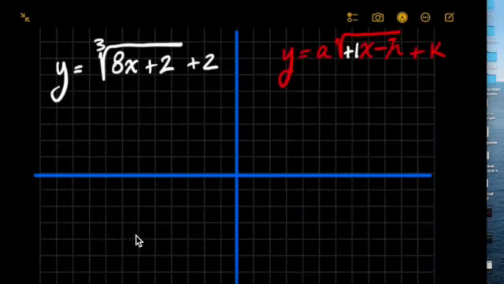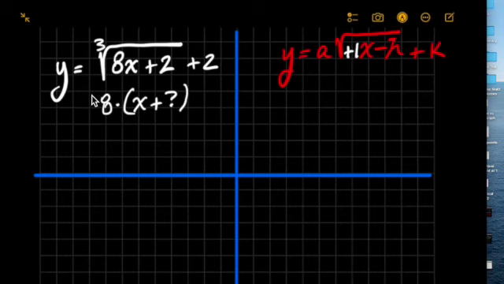As we examine our next cube root function, we immediately notice that we have an 8 with the x instead of a +1. So we are not ready to use intuition to sketch this graph until that becomes a 1. So what we're going to do is factor out an 8 first. And we know that's going to be x. And this is going to be a question mark. We don't know what goes there.